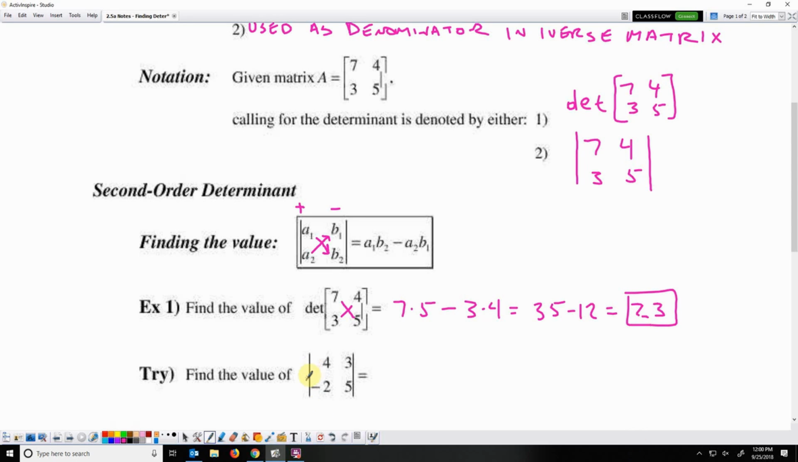And here's the other notation. So we have the DET notation, and here we've just got the vertical pieces without the horizontal. It's just asking for a determinant again. The main diagonal, 4 times 5, that's positive. The secondary diagonal is negative: negative 2 times 3. So that's 20 minus negative 6. So that determinant is 26.